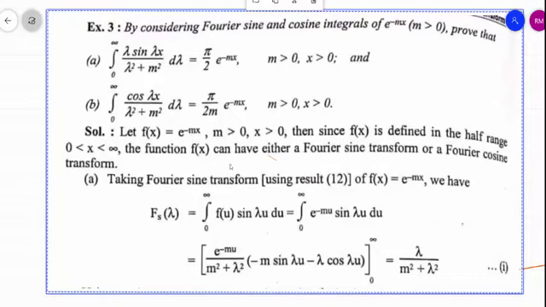So the function f of x can have either Fourier sine transform or cosine transform, since it is defined on the interval 0 to infinity. So there are two ways. Either we can find Fourier sine transform or Fourier cosine transform. Suppose we consider, since in the problem we have to prove this equality, on left hand side if you observe under integration symbol, integrand contains sin lambda x function, such type of part is there.